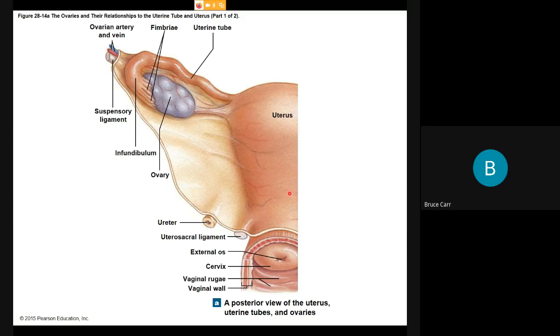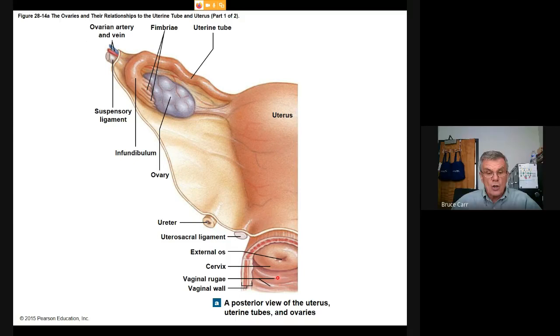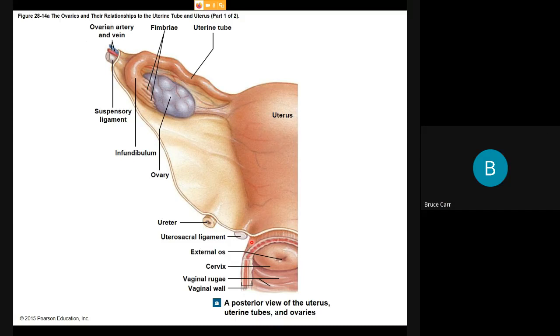This is a hollow muscular tube. You'll notice here the ureter's position. This is coming down from the bladder behind it. And here is the uterosacral ligament. Now, we'll see more ligaments in future drawings. But basically, we've got this suspended in here very, very firmly. The lower part of the uterus, the cervix, is an opening leading into the vaginal opening. And the vaginal wall is a muscular wall with goblet cells.